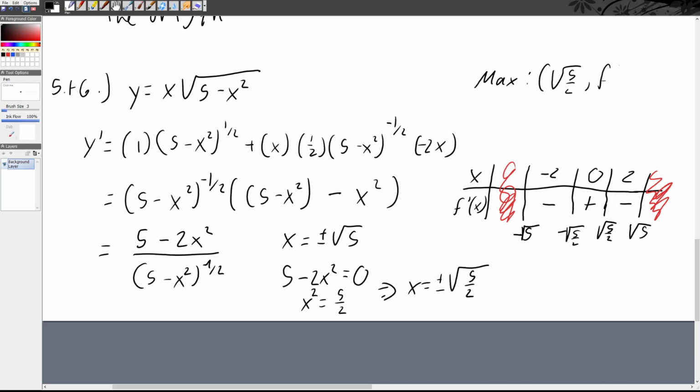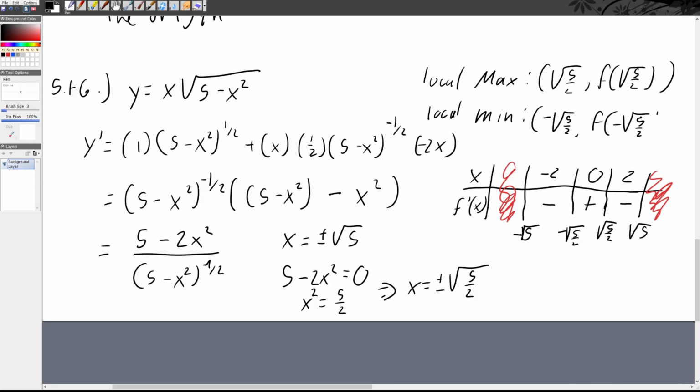And whatever the function value at square root of 5 over 2 might be. The min, in this case, note that these are local max and local min, occur at negative square root of 5 over 2, and wherever that might be on the y value. We also have increasing and decreasing interval.